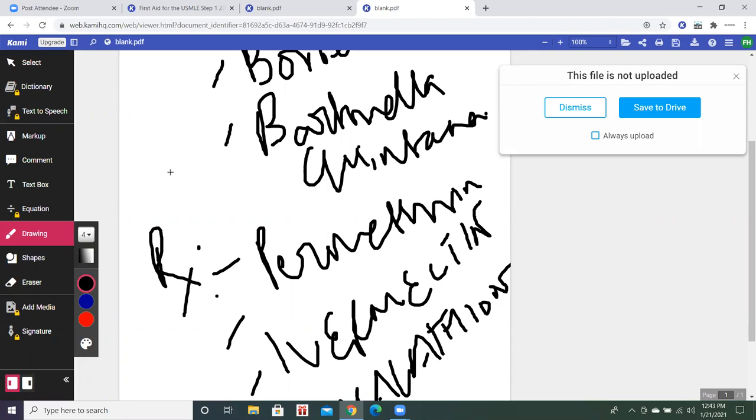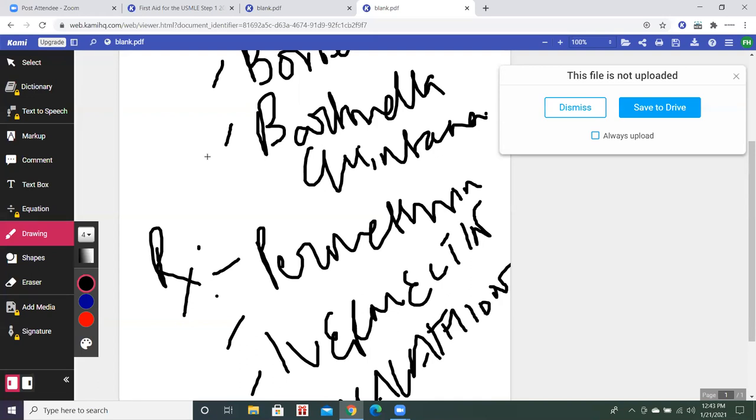Which one can go and cause cysts in the brain? Very good, Taenia solium. Okay, which one can go and cause cholangiocarcinoma? Do you guys remember? We talked about this right now. Clonorchis sinensis, very good, undercooked fish. Okay, which parasite can cause squamous cell carcinoma of the bladder? Good, very good, Schistosoma haematobium.